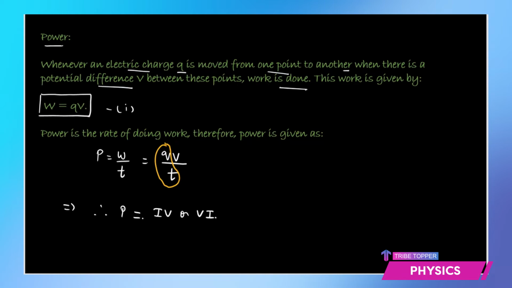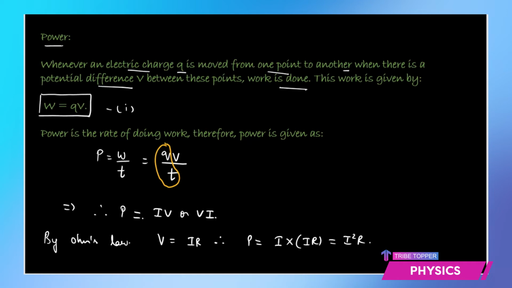Now here in this expression, if I use Ohm's law, so if you remember that by Ohm's law, V is equal to IR, therefore the power would become what? I times V, and the value of V is IR. So it becomes I square times R.